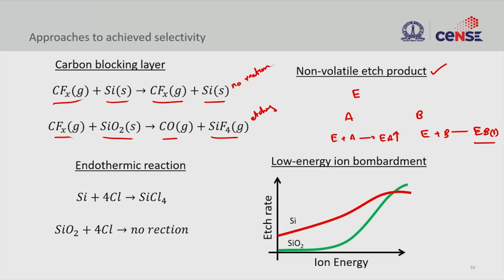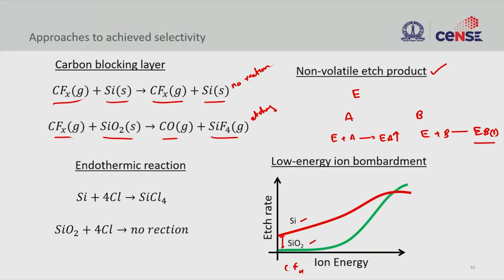And the other way to do that is an endothermic reaction. So when you create endothermic reactions, when the reaction path is towards endothermic, then you can also arrest this reaction and then create selectivity. And the other interesting way to create this is by using low ion bombardment. So for instance, if you take a CF4 based plasma, in this case both silicon dioxide and silicon will etch, but the only difference is there is a slight lag in the etch rate.